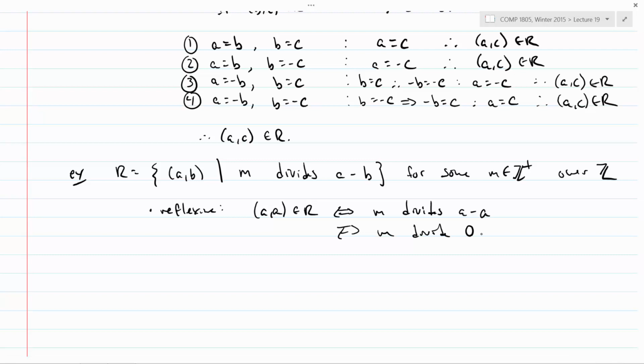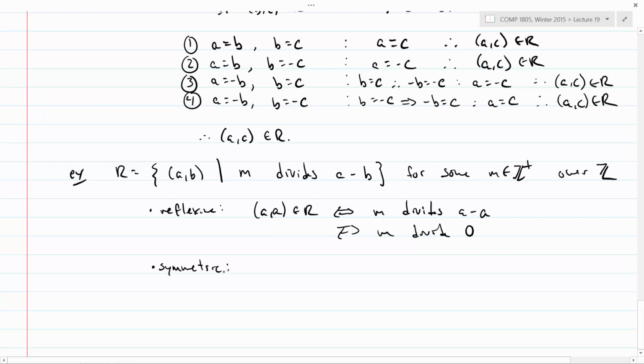Does m divide evenly into 0? Yeah, it goes in 0 times. So m does indeed divide 0. And notice that it doesn't matter what m is. M could be any positive integer. So this is reflexive for any choice of m. It doesn't matter what choice of m we use. So we move on to the next thing, and that's symmetric.